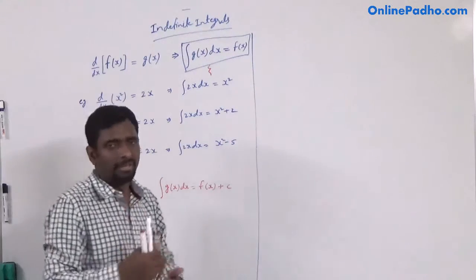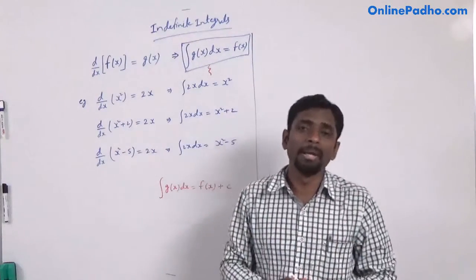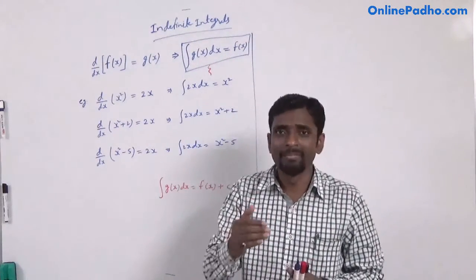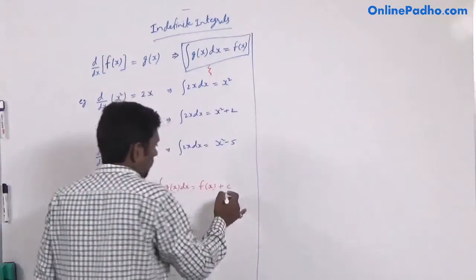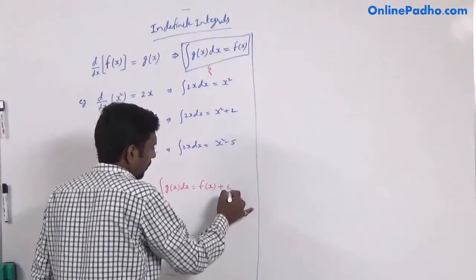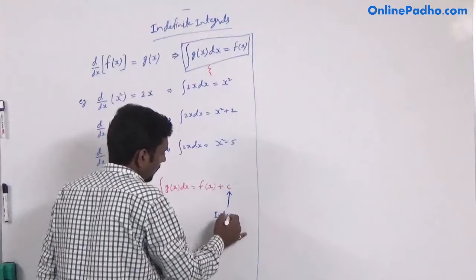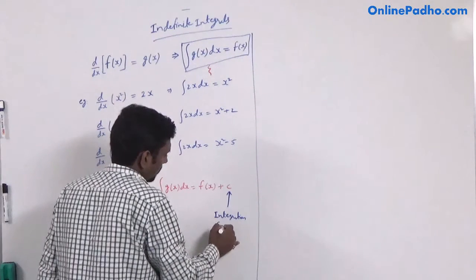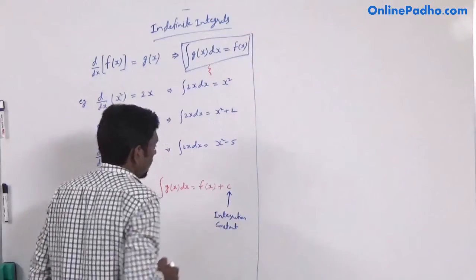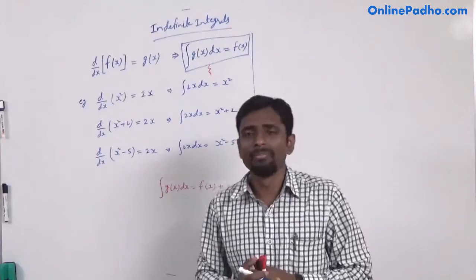So in indefinite integrals, if you integrate a function, you must add a constant. This constant is called the arbitrary constant, and it is also called the constant of integration, or the integration constant. We must add a constant whenever we integrate, or take the antiderivative of, a function.